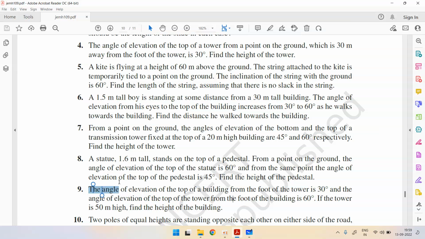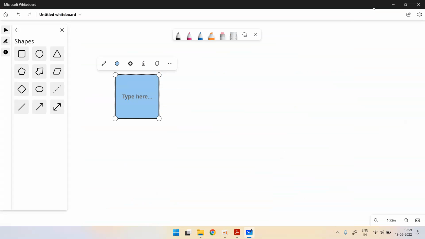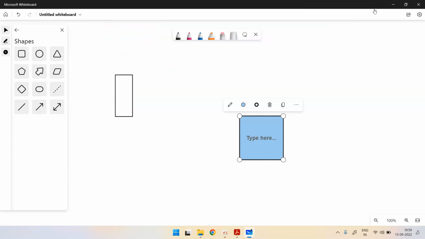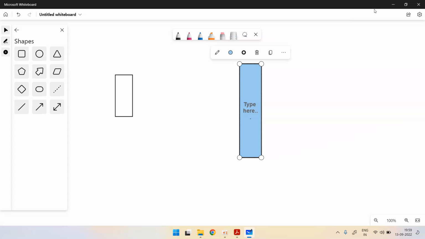This is given that the angle of elevation is 30 degree. Top of a building or foot of a tower is 30 degree, and the angle of, so this is, you can say this is building 1, and next you can say that this is your building 2. Tower and building.